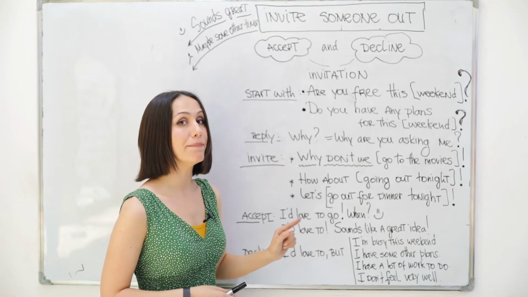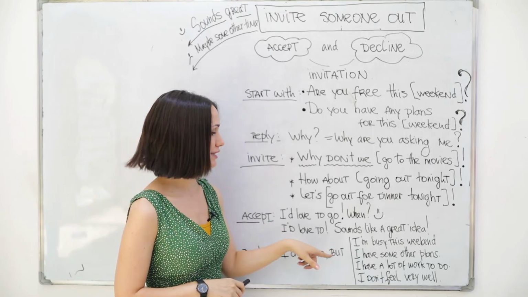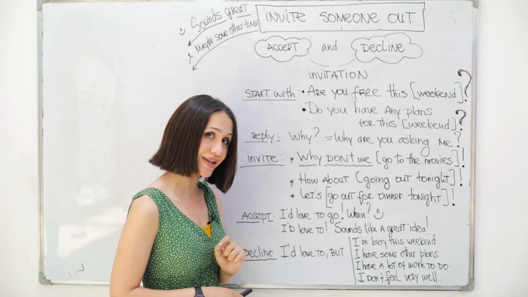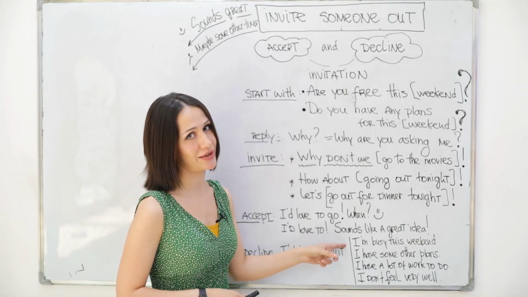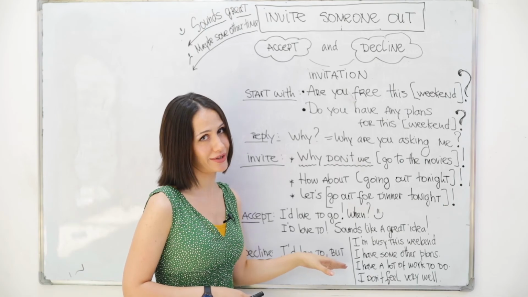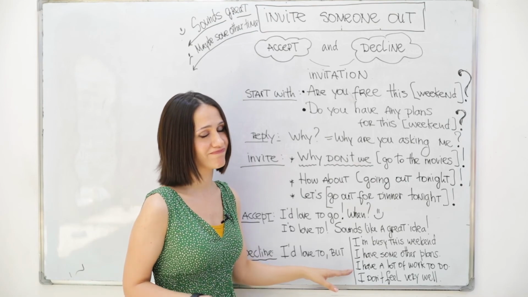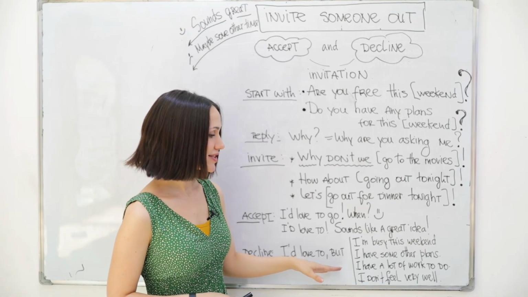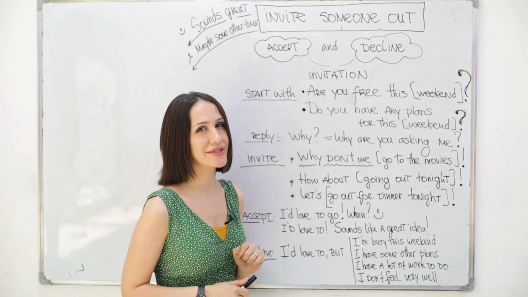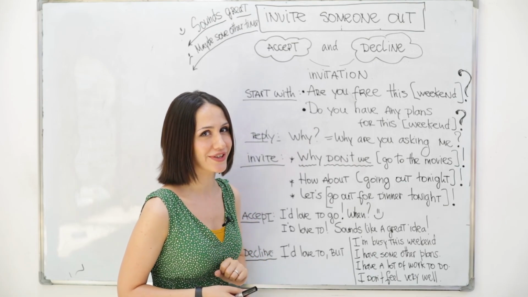And this is one. I'd love to, but. So first you say, oh, I'd love to, and then you add this word, but. Then you give some reasons why you can't do that. I'm busy this weekend. Or, I'd love to go, but I have some other plans. I'd love to, but I have a lot of work to do. I'd love to, but I don't feel very well. Maybe some other time. Maybe next time. Okay, so if you answer that way, your friends will never feel offended.